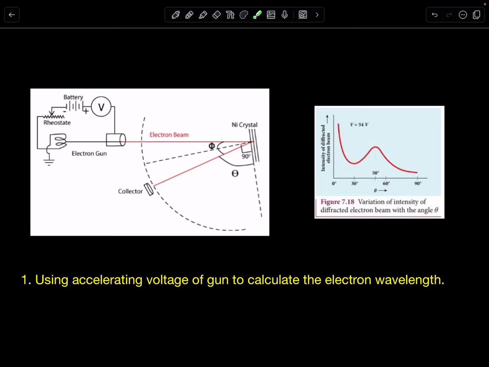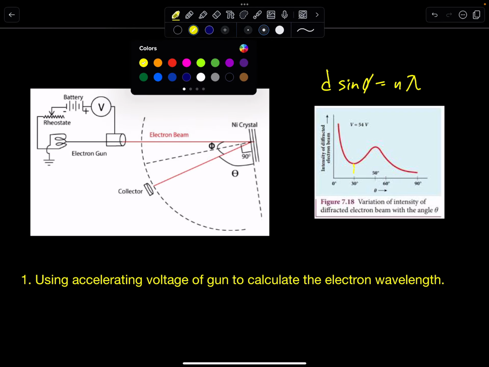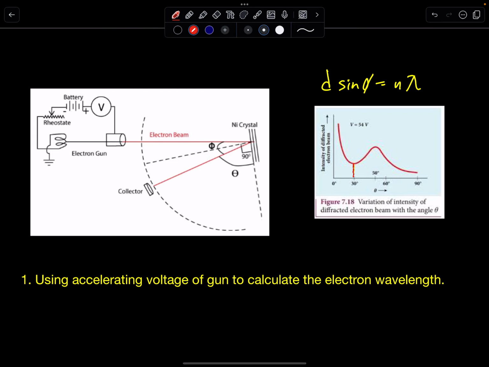Okay, so if we're using the equation d sine theta equals n lambda for single slit interference, what we're looking at is our first minimum. That's where we get destructive interference. So the first minimum on this graph is appearing at 30 degrees.